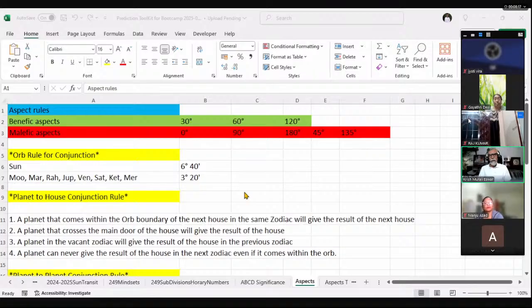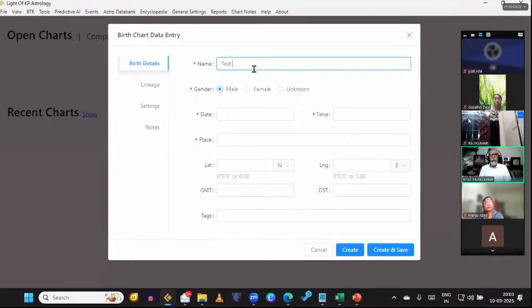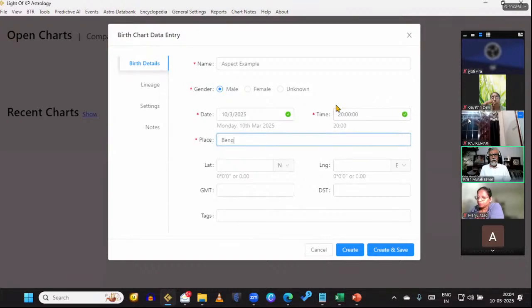Let's draw a birth chart and see an example so that we can understand this a little bit more in detail. Okay, let's take an aspect example. Shall we? Let's take today. I don't know if there is any aspect today. I think tomorrow there will be. Today, let us see if there is. I'm sure at least two planets will be aspecting each other. Let's study this. The child born at around 8 o'clock in a town like Bangalore city.